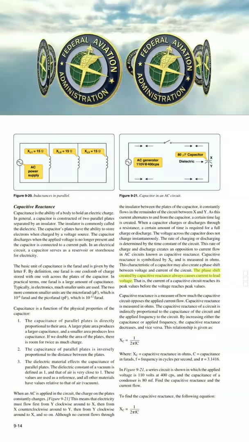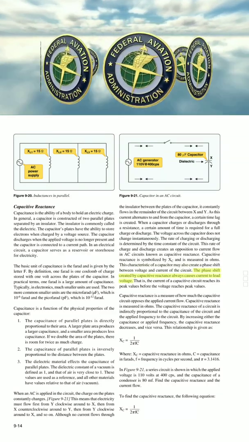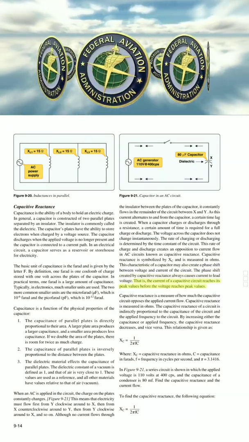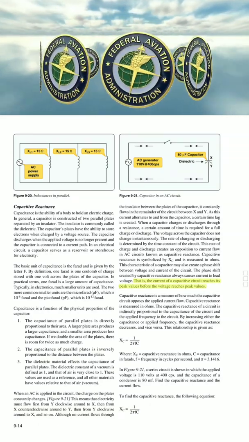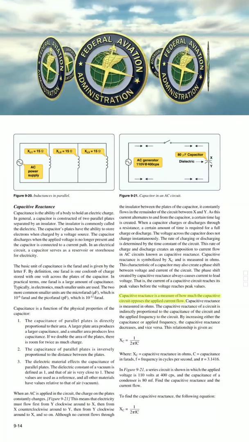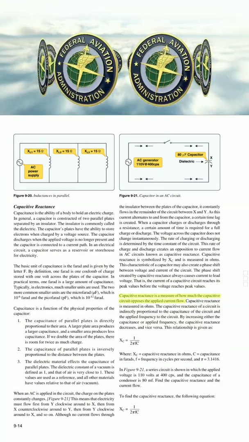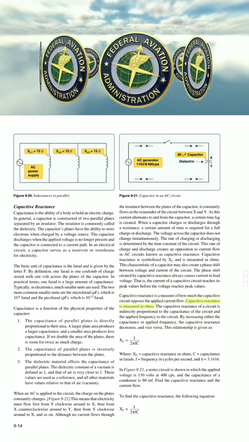The phase shift created by capacitive reactance always causes current to lead voltage. That is, the current of a capacitive circuit reaches its peak values before the voltage reaches peak values. Capacitive reactance is a measure of how much the capacitive circuit opposes the applied current flow. Capacitive reactance is measured in ohms.